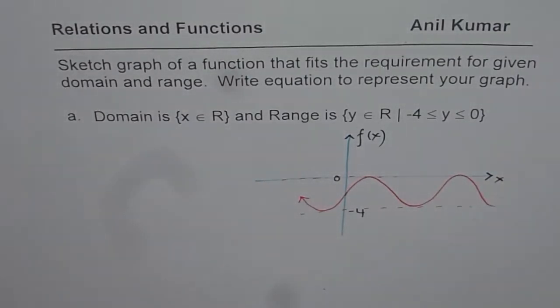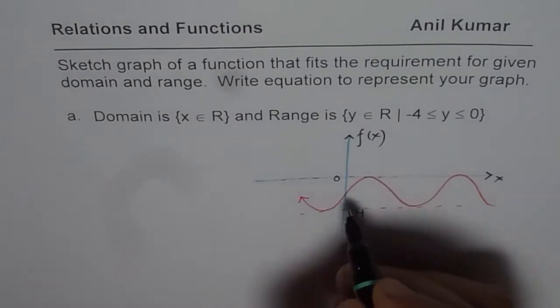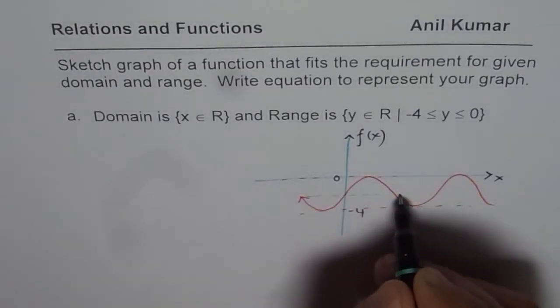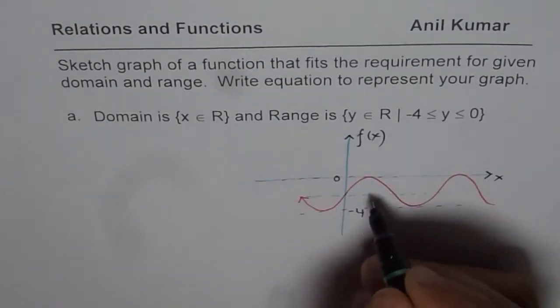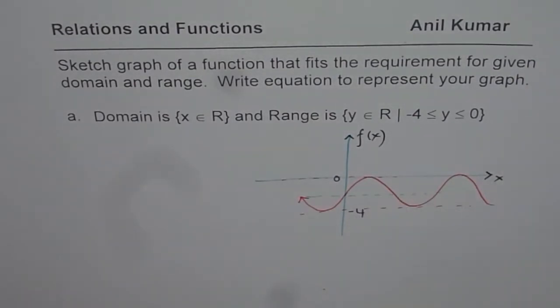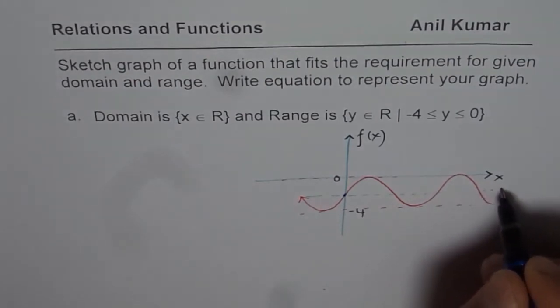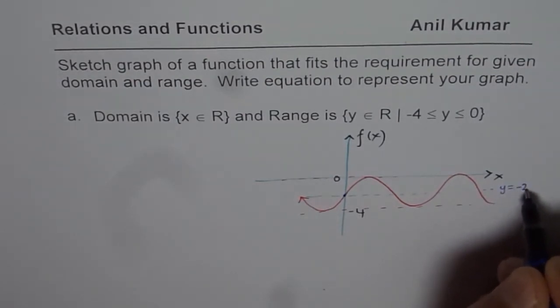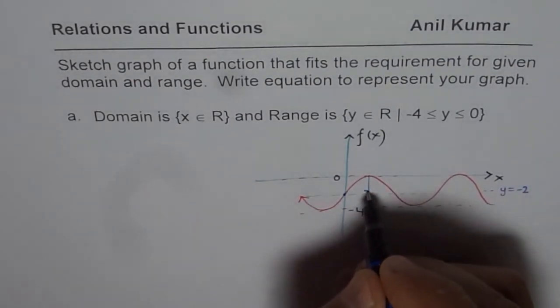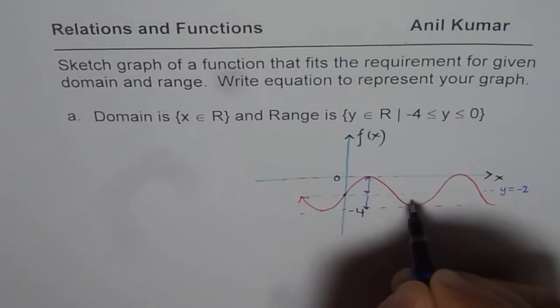Now the second part is how to write equations. So we know it's a sine function. So easy way here is we can use translation and vertical stretch, since the amplitude has increased. So the amplitude for this sine function now is 2, right? So from the axis, this is the axis which is y equals to -2, you go up 2 units, correct? And down also 2 units.